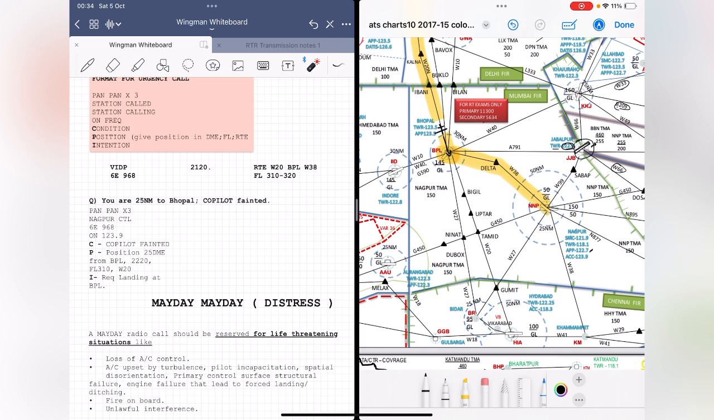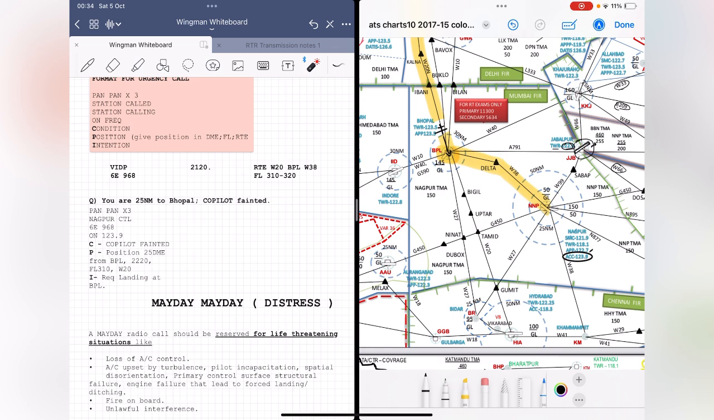So pan-pan, pan-pan, pan-pan, Nagpur control. This is iFly 968 on 123.9. That's the Nagpur area control's frequency. From there on, what is our condition? Our condition is quoted from the question: co-pilot has fainted. What is our position? Our position is 25 DME inbound to Bravo Papa Lima at 2220 hours, maintaining flight level 310 on Whiskey 20. What is our intention? Our intention is to carry out a landing at Bravo Papa Lima. So that's what we tell them: request landing at Bravo Papa Lima.